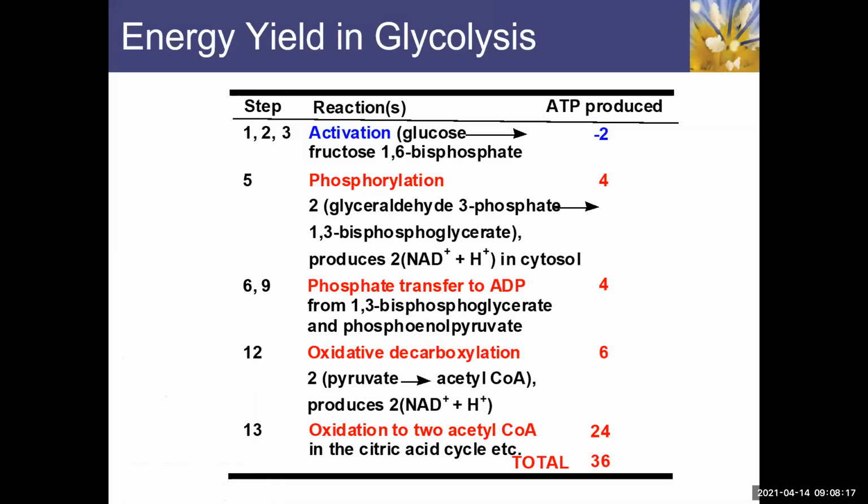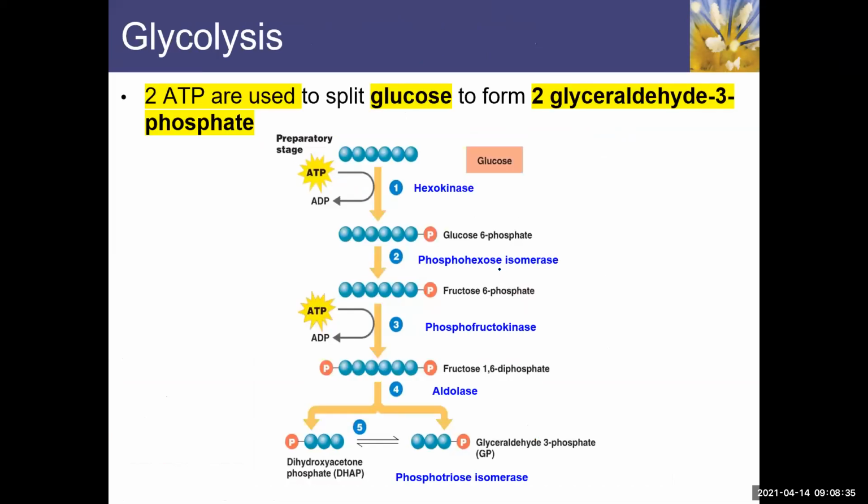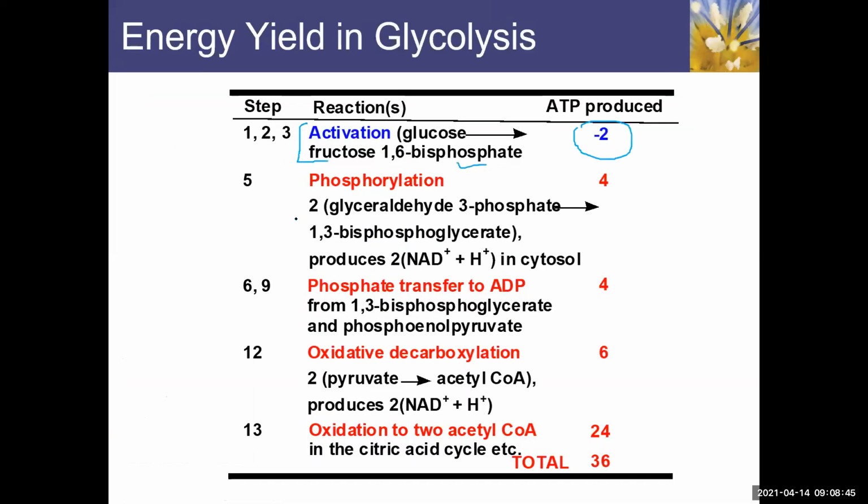In the previous class we learned that in glycolysis the first 3 steps are the activation steps, where we convert glucose into fructose 1,6-bisphosphate, and we use 2 ATPs. If you remember, I have a cycle here. We used 1 ATP here and 1 ATP over here. The step numbers are wrong over here, it's not step 5 and 6, 9.